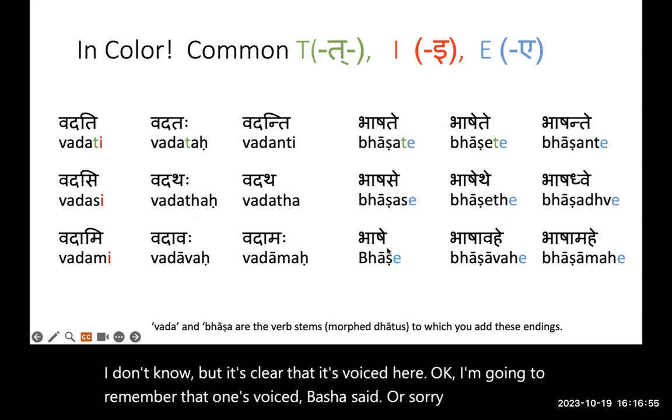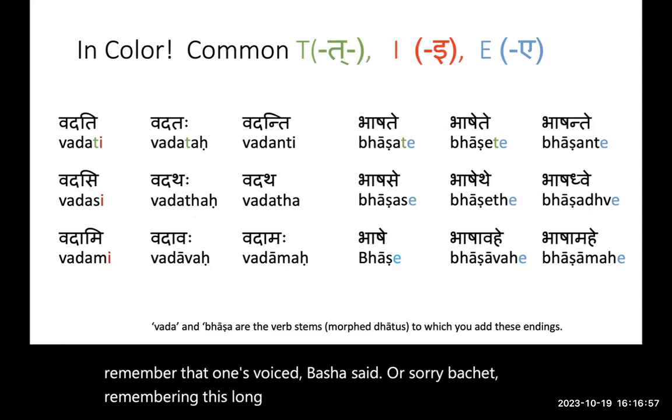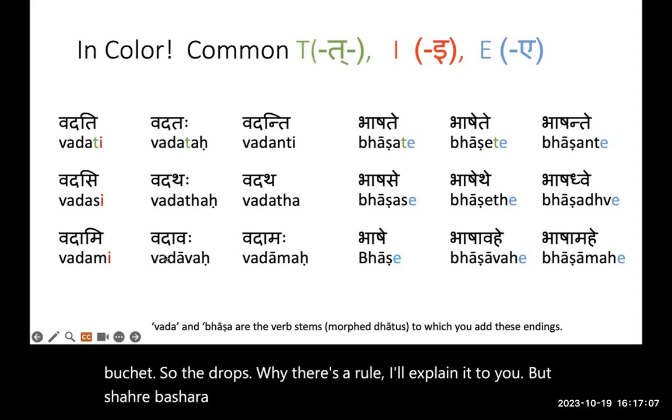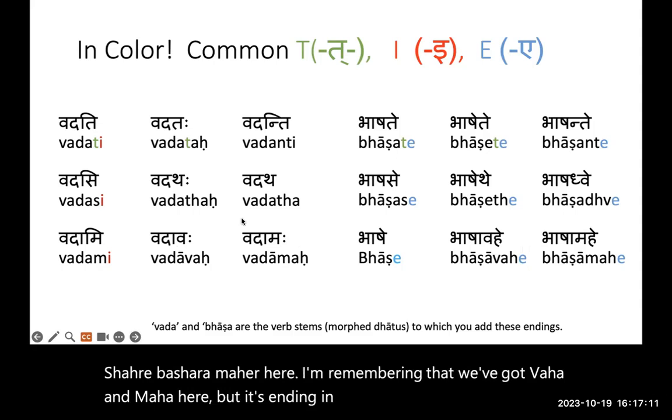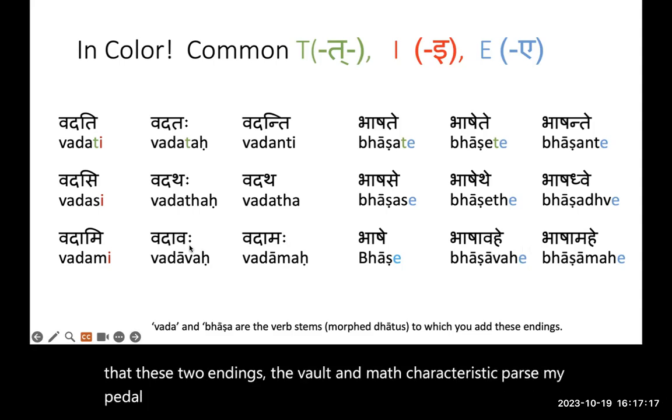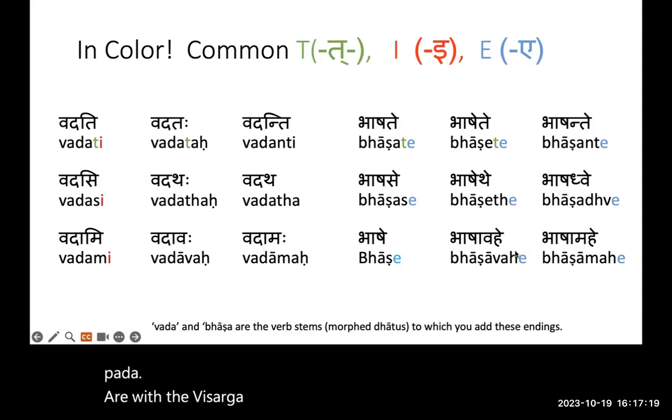Bhaṣe, remembering that's long bhaṣ plus a. So it's not bhaṣa a, it's just bhaṣe. So the a drops. Why? There's a rule. I'll explain it to you. Bhaṣāvahe, bhaṣāmahe. Here, I'm remembering that we've got vaha and maha here, but it's ending in a. So you could almost remember that these two endings, the va and ma with characteristic Parasmaipada are with the Visarga, and with characteristics Atmanepada is an A.